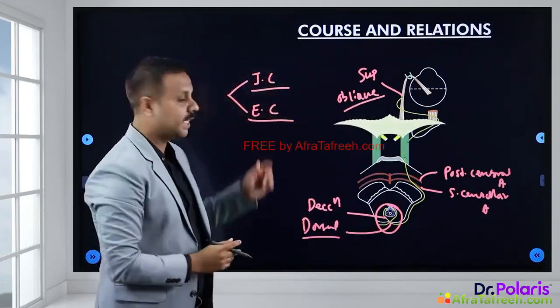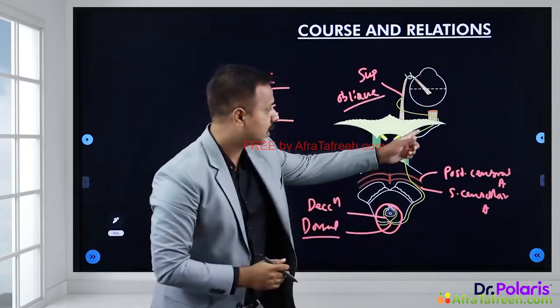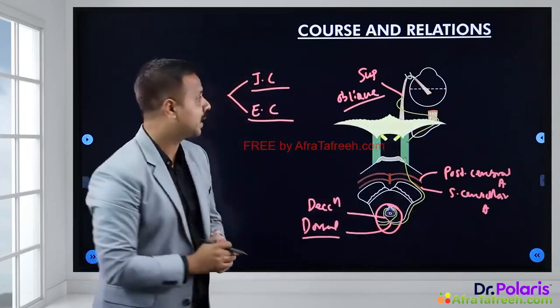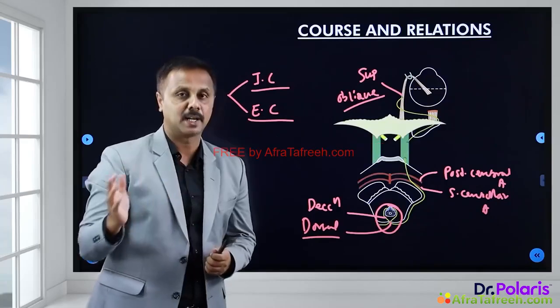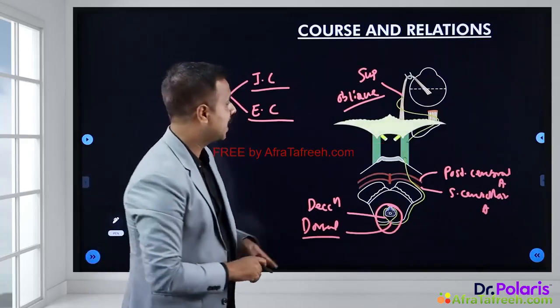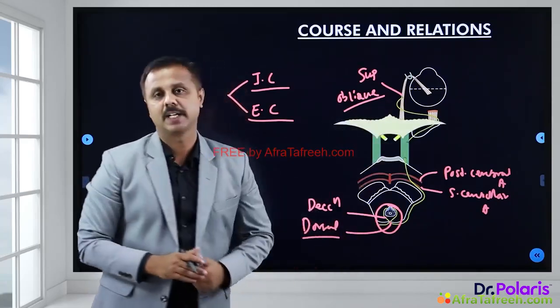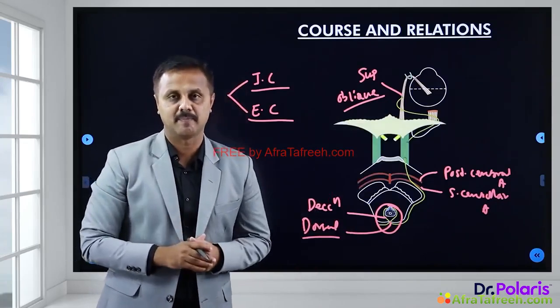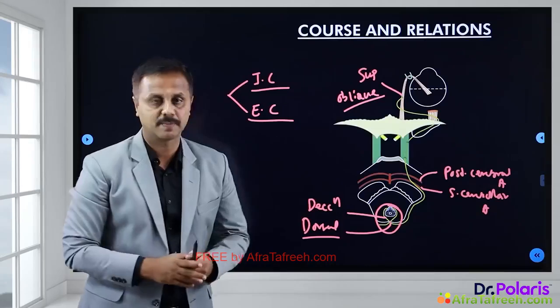During its extracranial course, the trochlear nerve will exit through the superior orbital fissure through the lateral compartment. The lateralmost compartment, and will supply what? It will supply the superior oblique muscle. This is regarding the course.